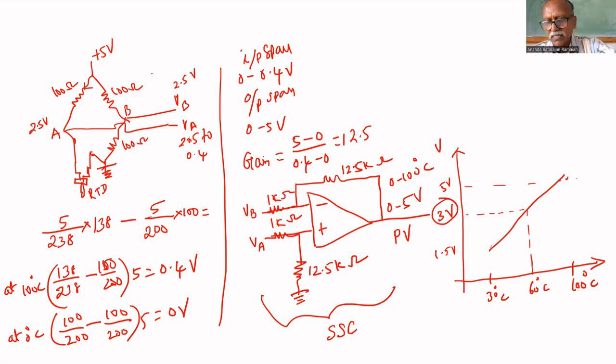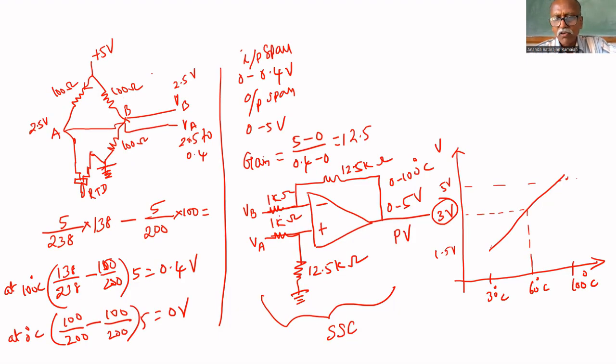Now we have to generate a set point for that controller. To generate the set point, let us take a pot, give plus 5 volt and ground this end. You will get 0 to 5 volt here. That is the set point. Now we have to design the on-off controller.